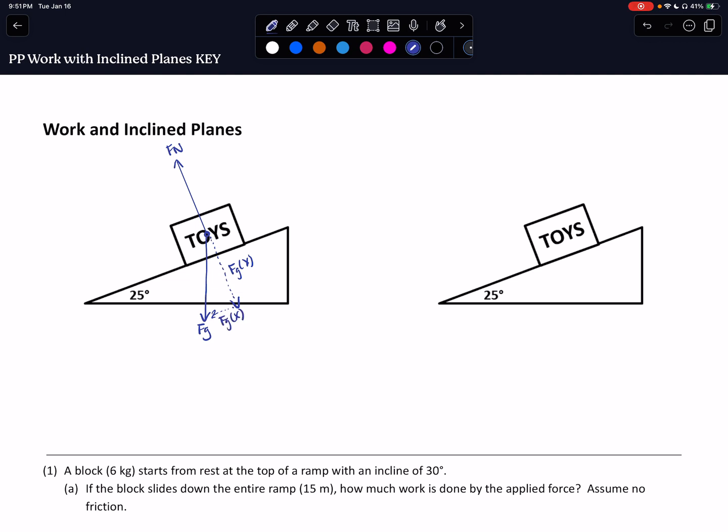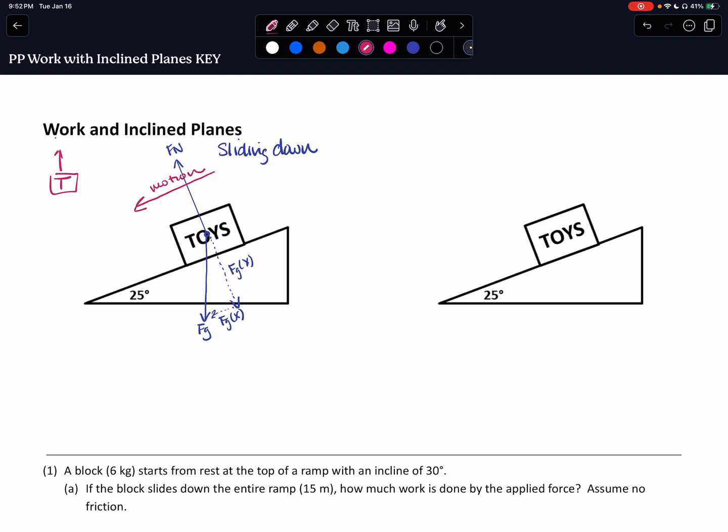Now, for this first one, I'm going to assume that the object is sliding down my plane, which means that the motion will be here. Actually, I'll make that a little shorter. You'll see why. So here's my motion. In this upper corner, I'm going to draw my free body force diagram.